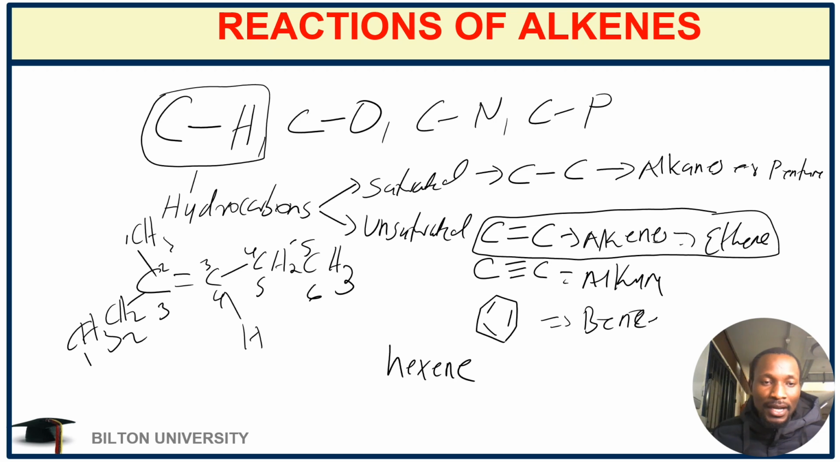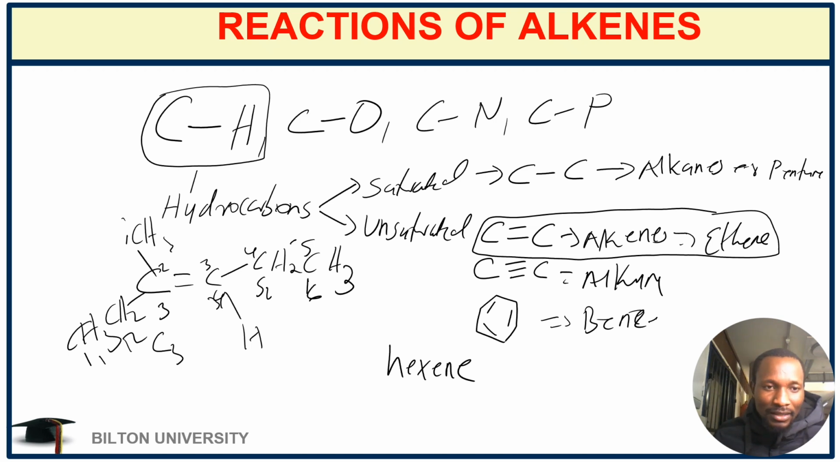So now let's look at the double bond. Where is the double bond? The double bond must be located in a way that is going to give you the least possible number. So if we start from left going to the right, we have 1, 2, 3. So our double bond is on carbon number 3. And if we start from the right, 1, 2, 3, it is also on carbon number 3. So we have seen that our double bond is on carbon number 3.